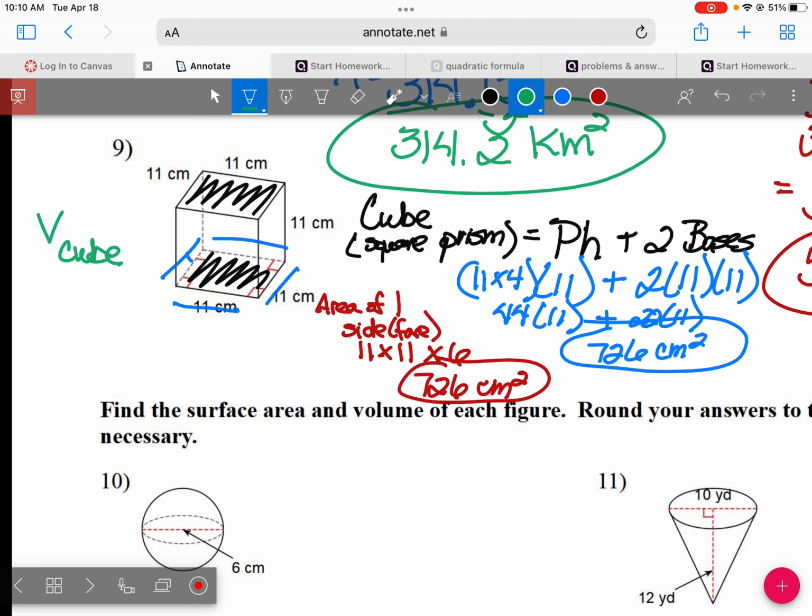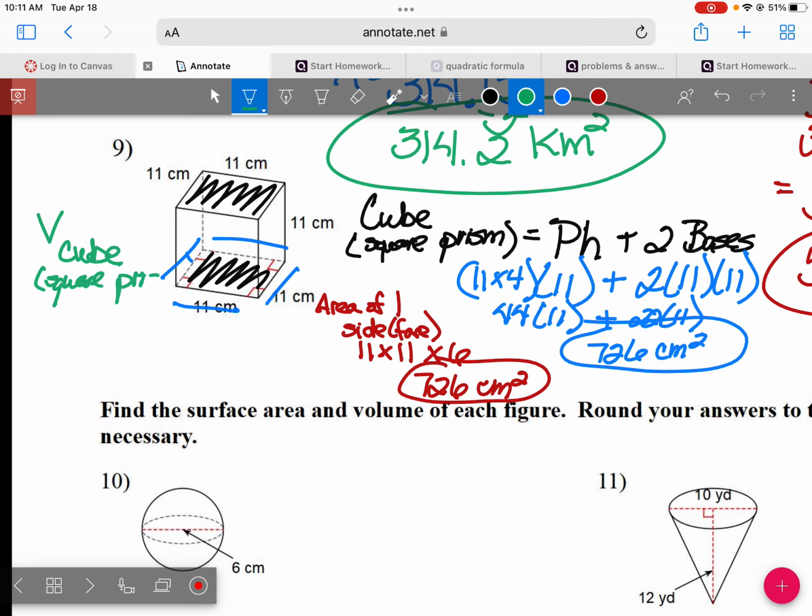Now, guys, let me finish. Even though it doesn't ask you this, I think it's very important, nudge, nudge, wink, wink, that you know the volume of this figure. So volume of a cube. We already said it is a square prism.